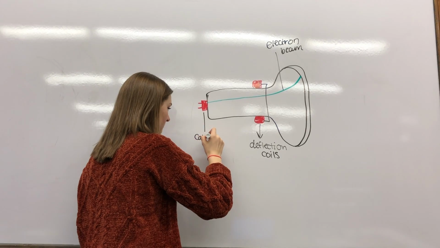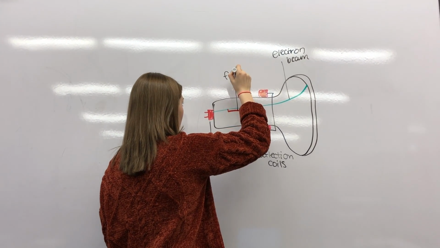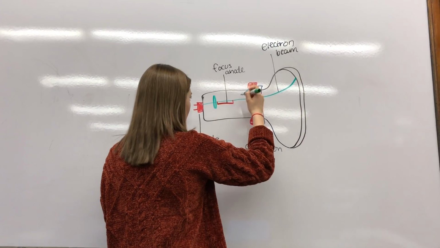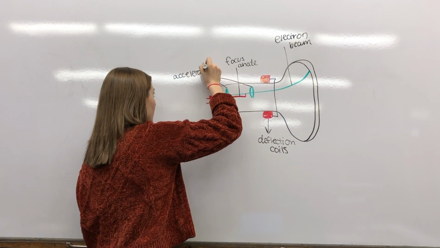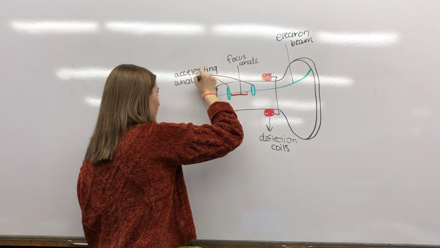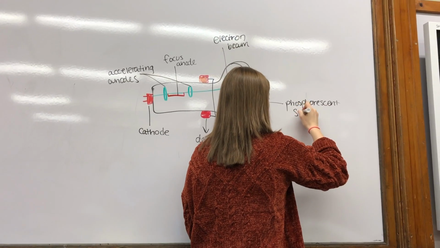Cathode refers to the negative terminals. In the CRT, it is a heated filament. Focus anodes turn the flow of electrons into a thin beam. Accelerating anode attracts the electrons and moves them toward the screen. The phosphorescent screen aids in producing light for the display.